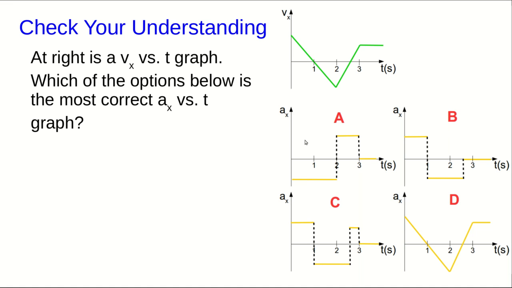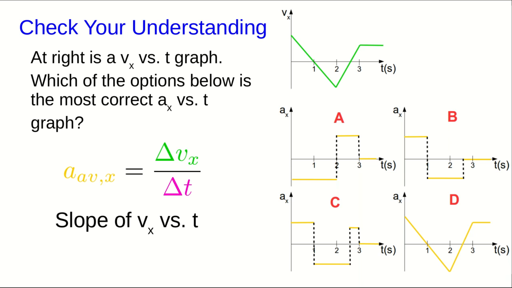Hopefully you're starting to get more practiced at reading slopes off of graphs. So let's have a look, because that's all we're doing. We're looking at a slope of Vx versus t, which is all we mean by this equation. So we have an initial part where the slope is negative, and that's a constant slope, so we should see a constant negative value of ax. And then we should have a constant positive value of ax, because this is a constant positive slope.